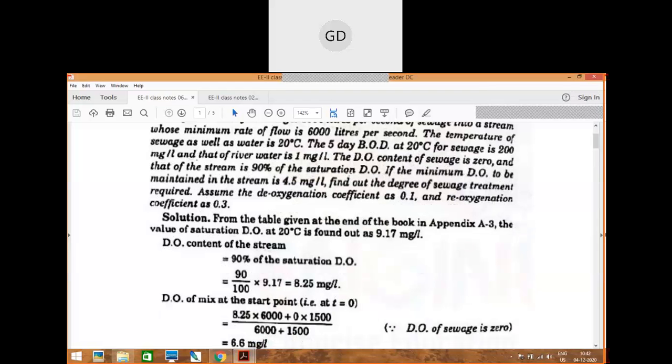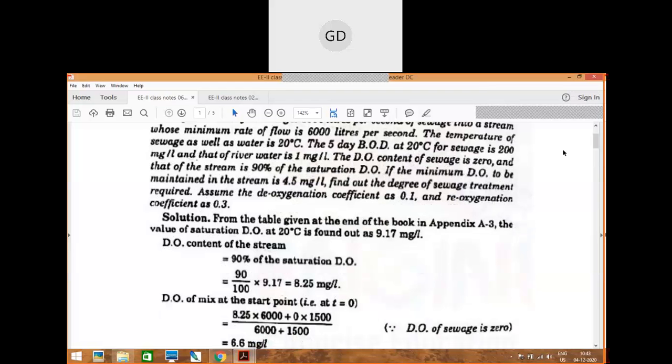That means you have to multiply 90% of your 9.17, the value which I told you to remember. So DO content of the stream is 90% of the saturation DO, so 90 by 100 into 9.17. After you calculate, you will get 8.25 milligram per liter. Now we will find out the DO content of the mixture of your sewage and the stream.